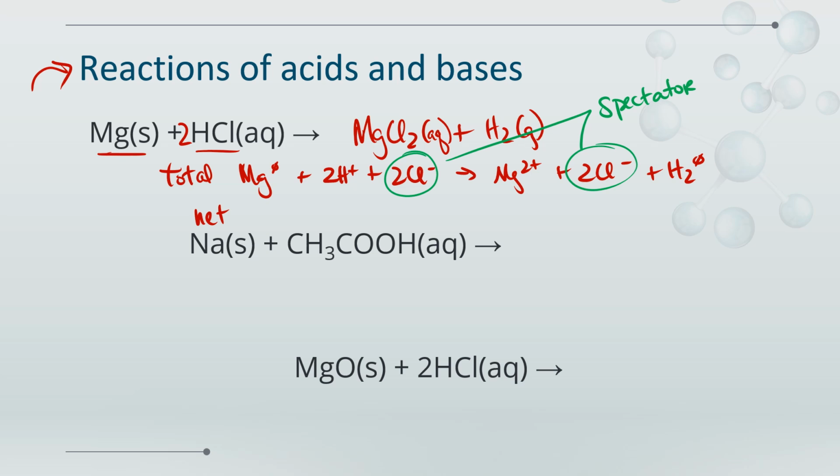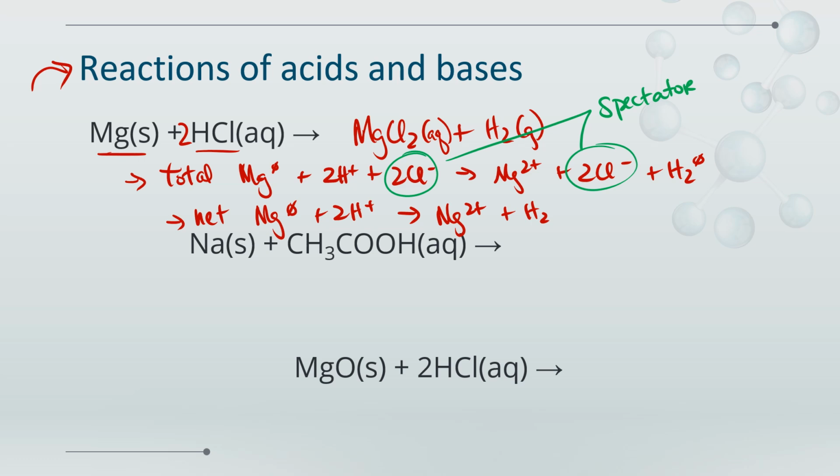When I write a net ionic equation, we do not include the spectator ions. What's left? We still have our magnesium, we still have our 2 hydrogen ions. We end up with magnesium that has a +2 charge and our hydrogen gas molecule. This should feel very much like all the redox stuff that we did. Net ionic equation, total ionic equation.